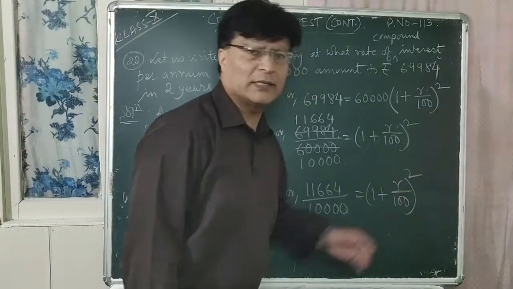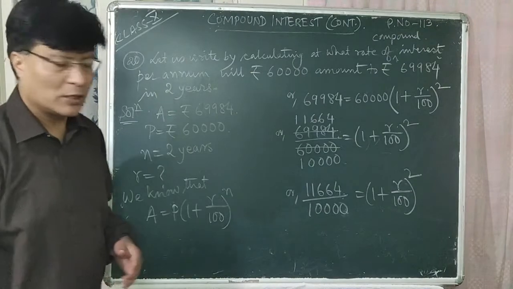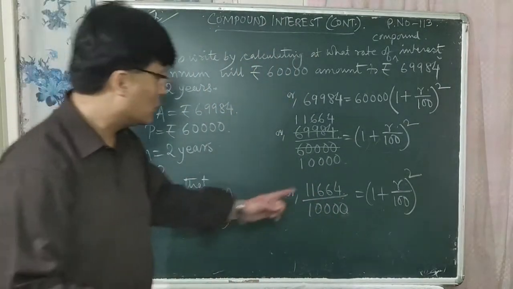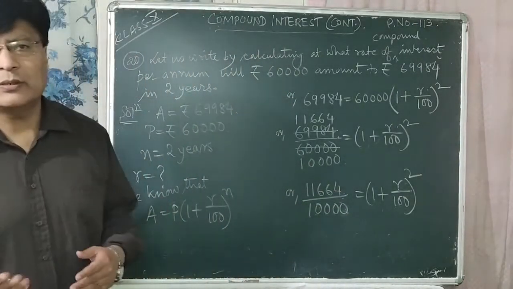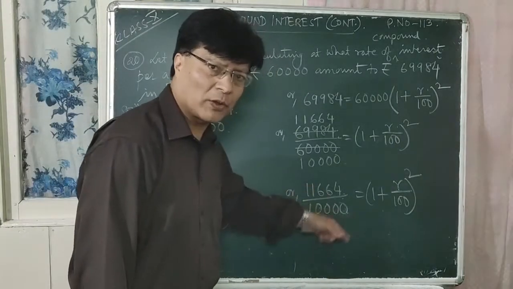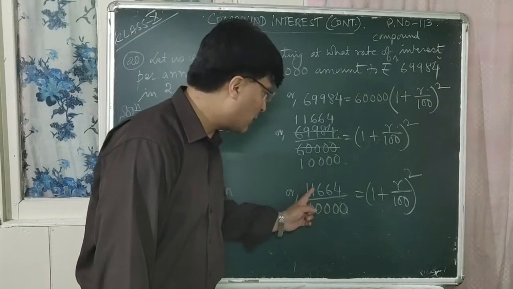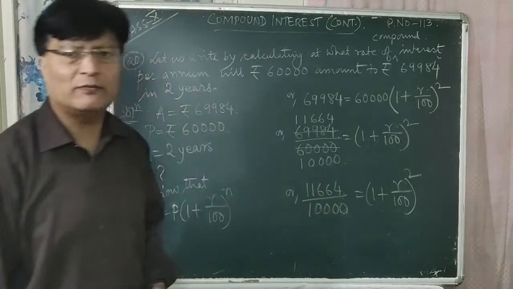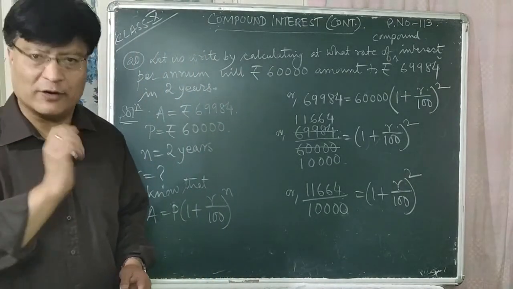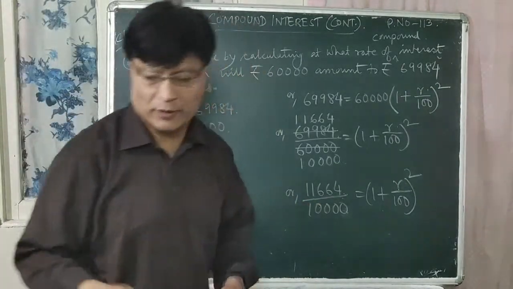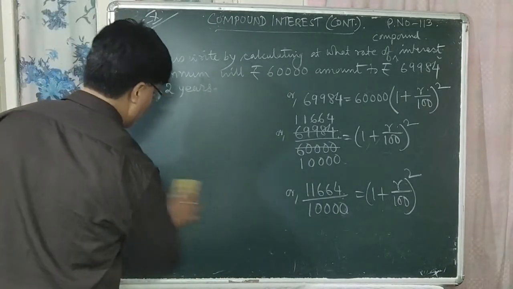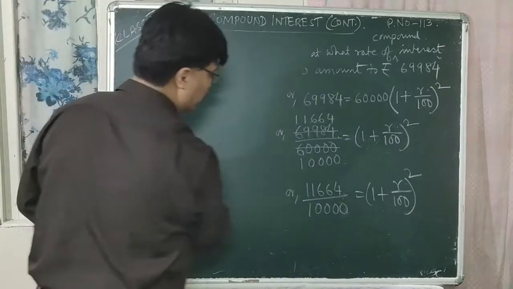Now, since the right hand side is the square term, you have to convert this left hand side in terms of whole square. Which number whole to the power 2 will be 11,664 divided by 1 and 4 zeros? And you know that 10,000 is square of 100, or you may find out the square root also. So let us find out the square root now.